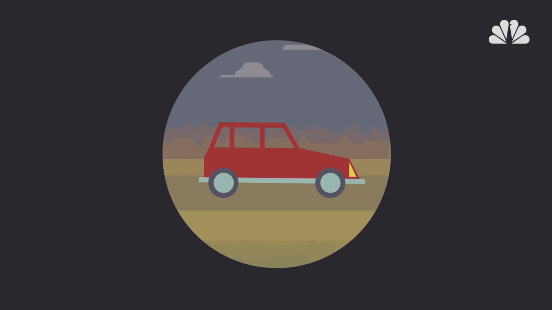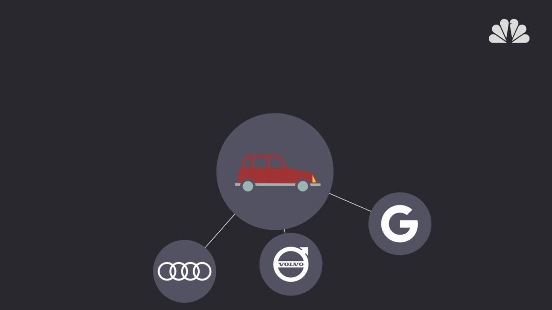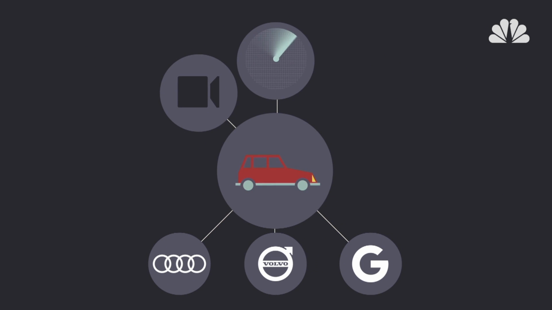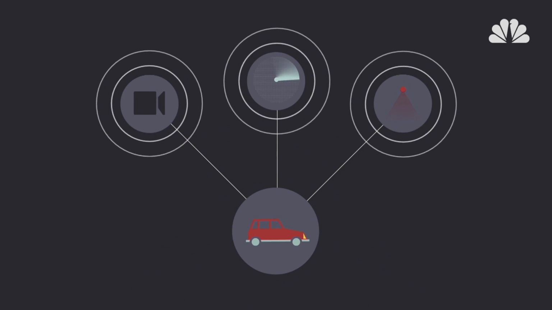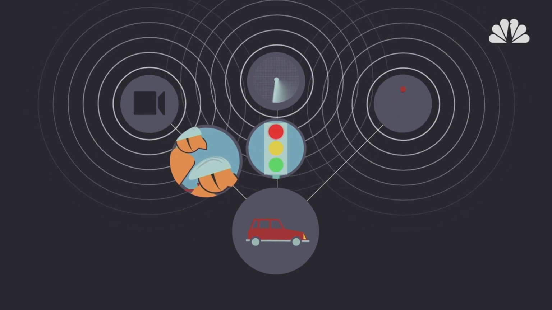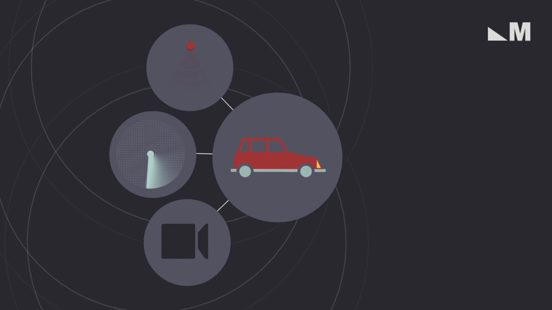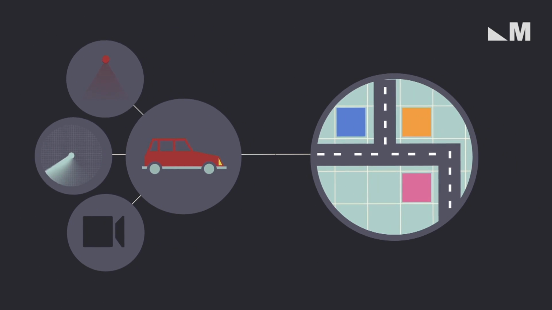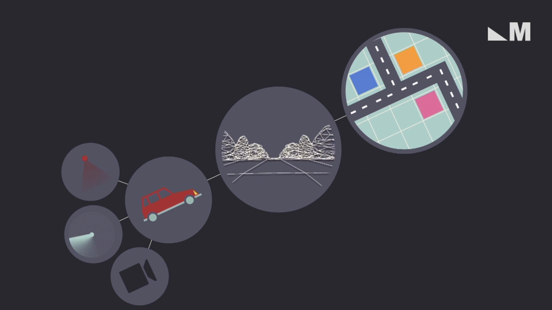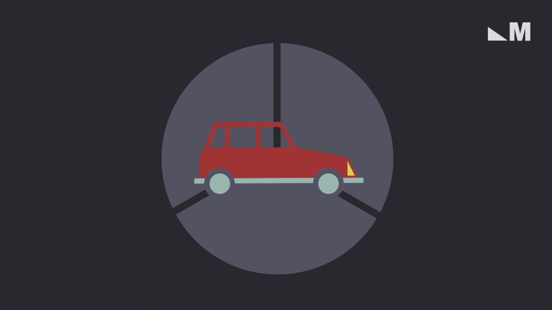Prototype driverless cars from companies like Google, Volvo, and Audi are outfitted with a ton of sensors, like cameras, radar, and lasers, that scan what's going on around them in real time. Cyclists next to you, a traffic light about to turn red, a pedestrian crossing the street. This information is combined with traditional GPS data to create a sort of three-dimensional map. The self-driving car takes all of this information in and decides which action to take.